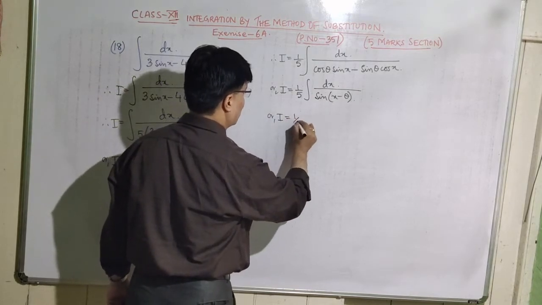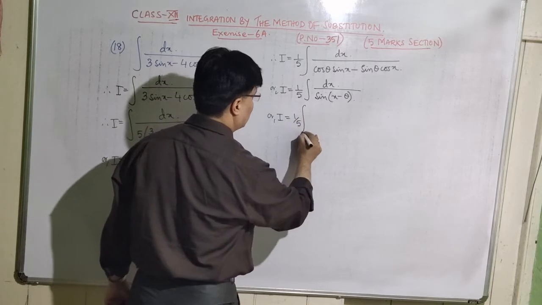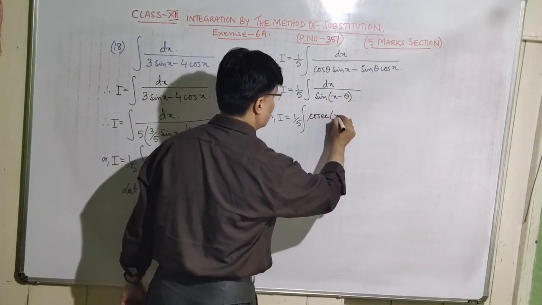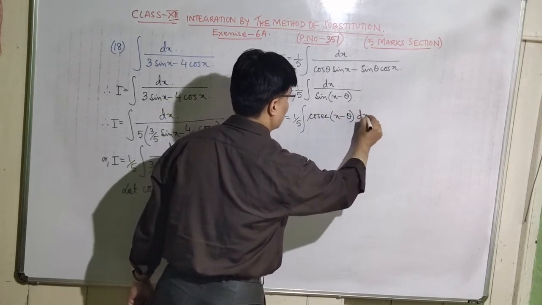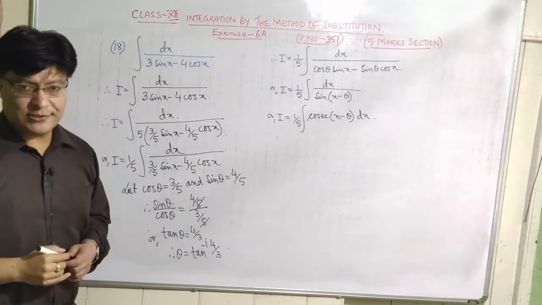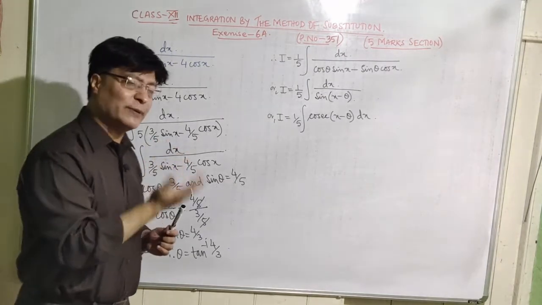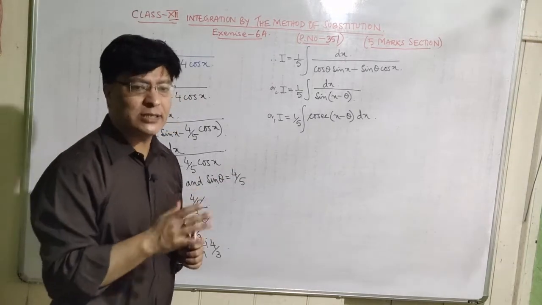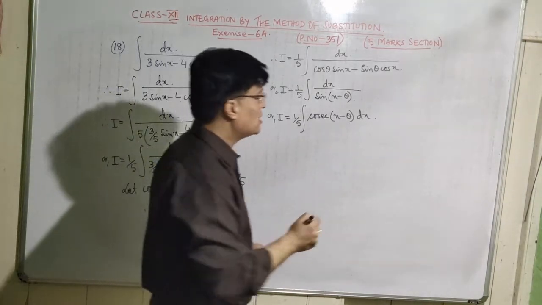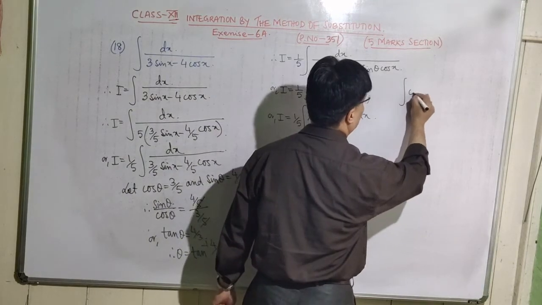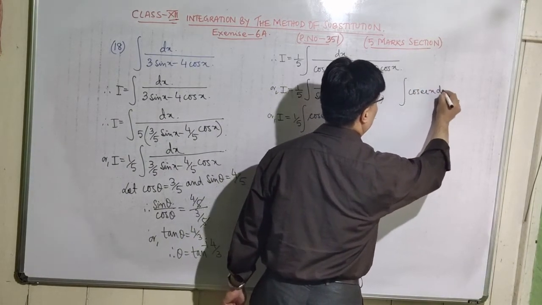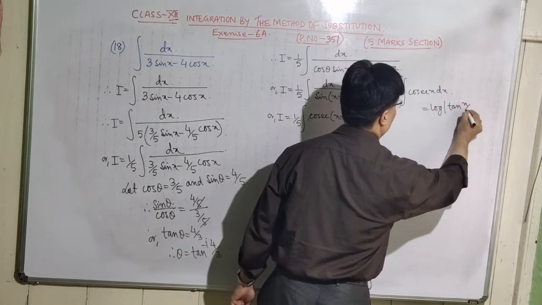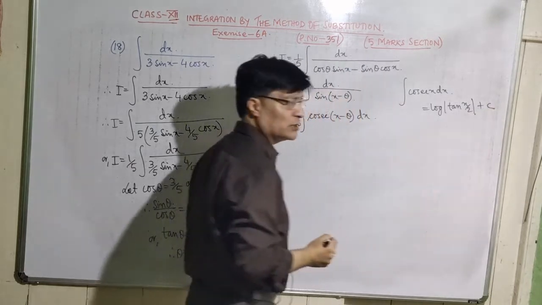Or I is equal to 1 by 5 integration of 1 by sin, that is cosec of (x minus theta) dx. Here theta is constant, so we can take x minus theta as x to integrate it. So what is the integration of cosec x dx? You know this, isn't it? Integration of cosec x dx is equal to log of mod tan x by 2 plus c.